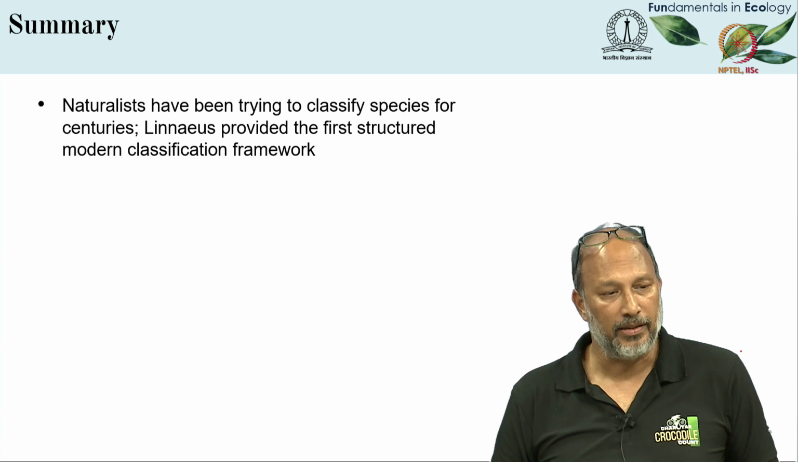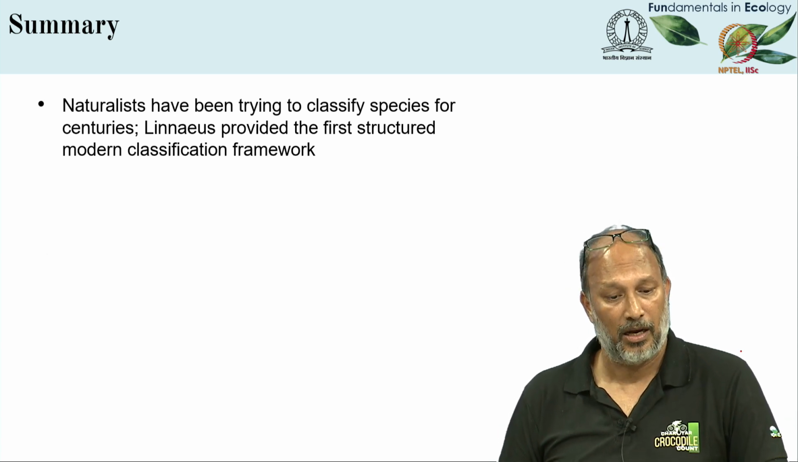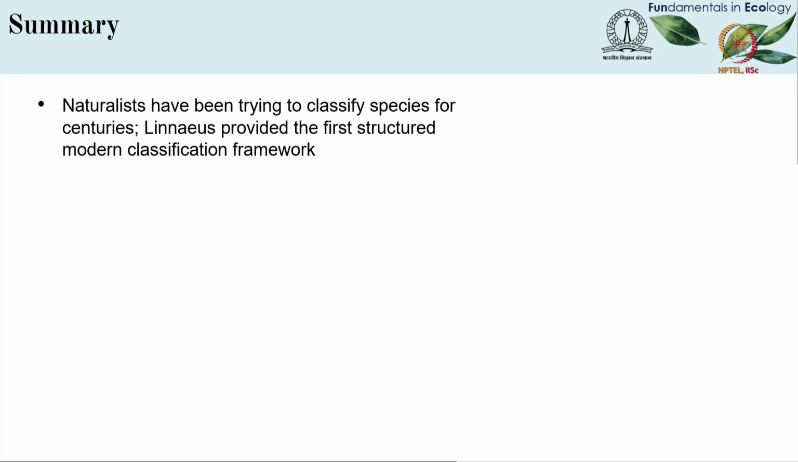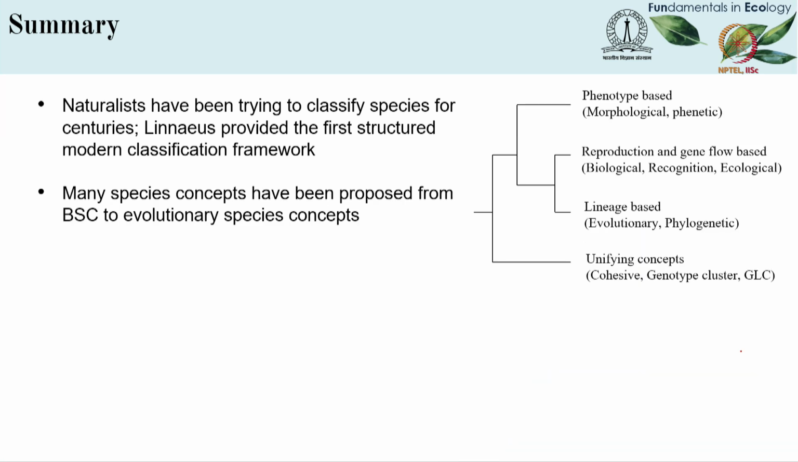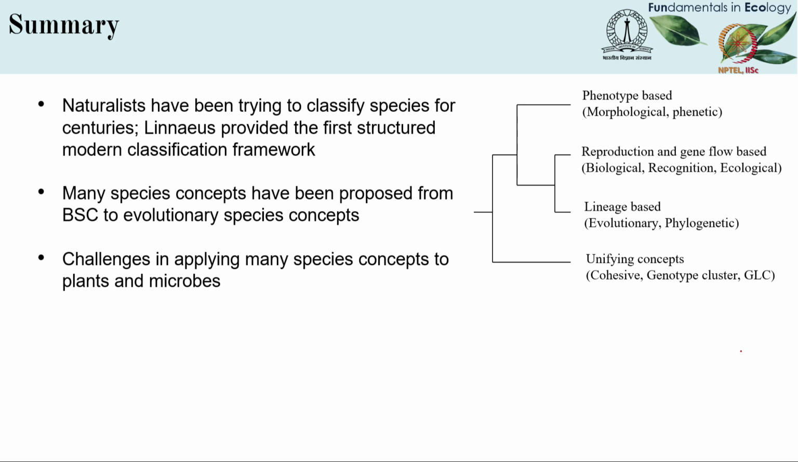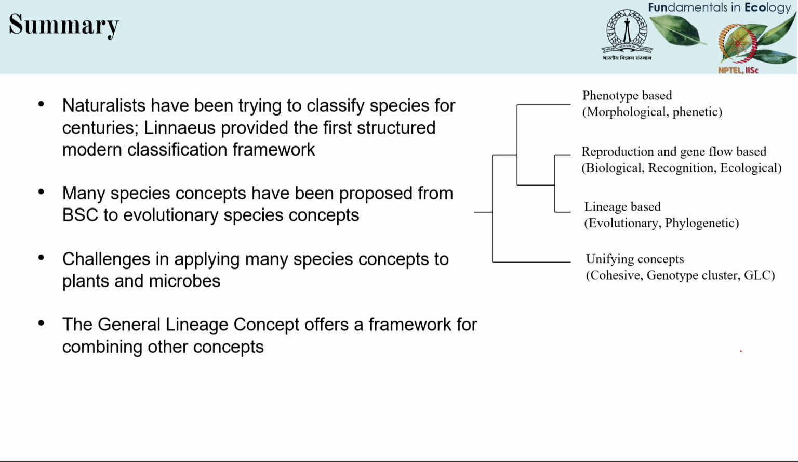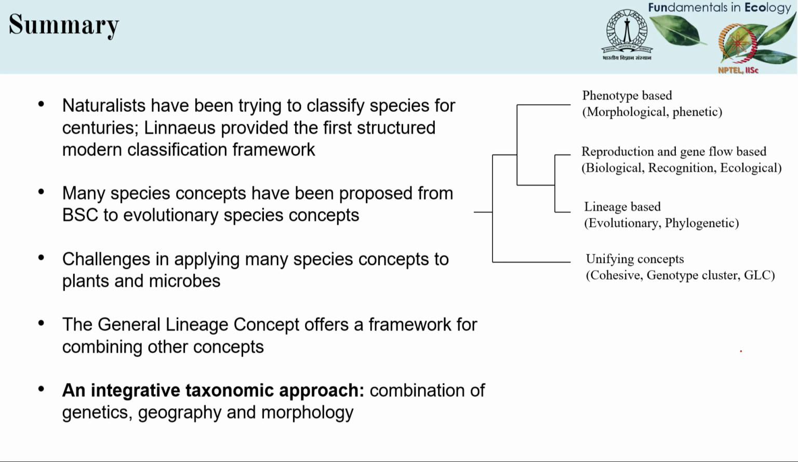All right. So in summary, naturalists have been trying to classify species for centuries. Linnaeus in the 1700s provided the first structured modern classical framework. Many species concepts have been proposed, from the biological species concept to evolutionary species concepts. But the challenge is in applying these concepts to the taxa that we work with, including many animals as well, but substantially plants and microbes. The general lineage concept does offer a framework for combining these concepts and viewing them in a unified framework. And at a practical level, we use an integrated taxonomic approach combining genetics, geography, and morphology.